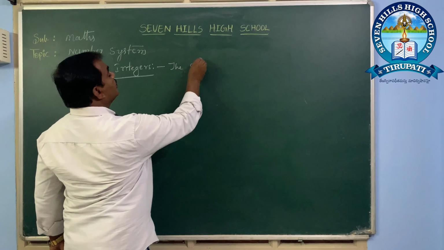So the numbers which are in the form of p by q are called rational numbers. The numbers which are not in the form of p by q are called irrational numbers. Next we are going to discuss real numbers. What is meant by real numbers? The union, or the collection, of rational and irrational numbers is called real numbers.